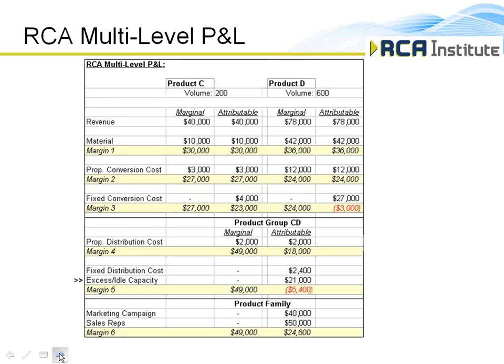The objective of RCA is to produce a marginal profit and loss statement that clearly shows the nature and characteristics of several contribution margins. Costs are assigned to the level of the organization responsible for avoiding the cost. Costs can be assigned to the individual product or service level, the product or service level group, product or service level line, or to the entire organization.